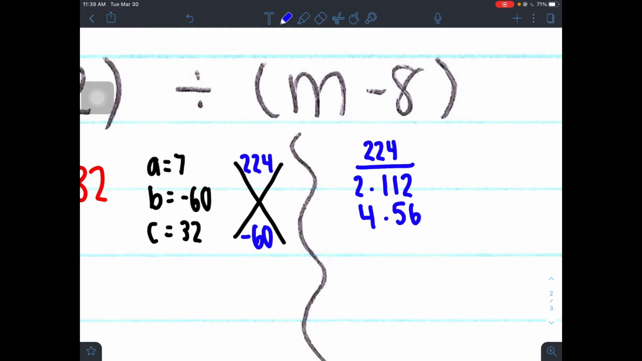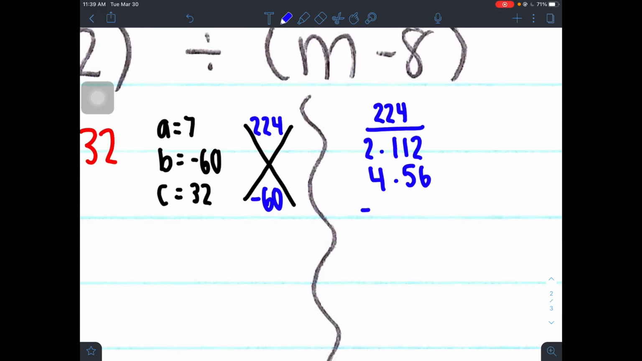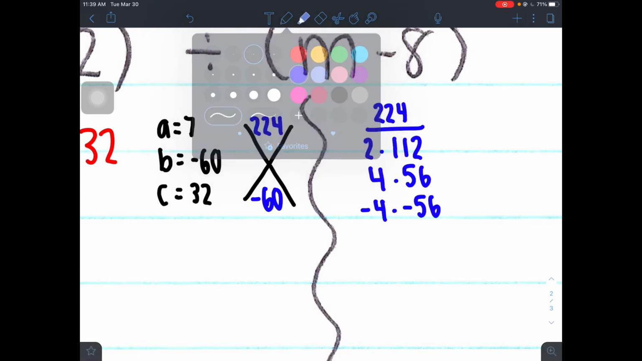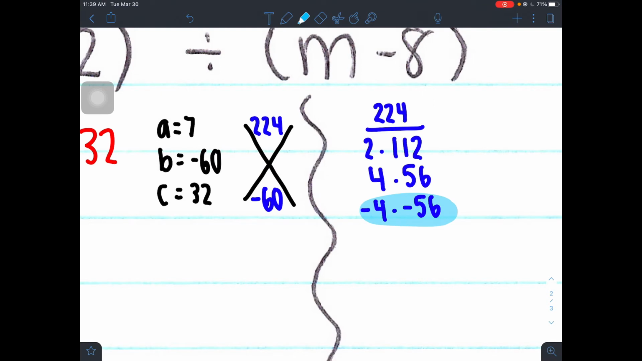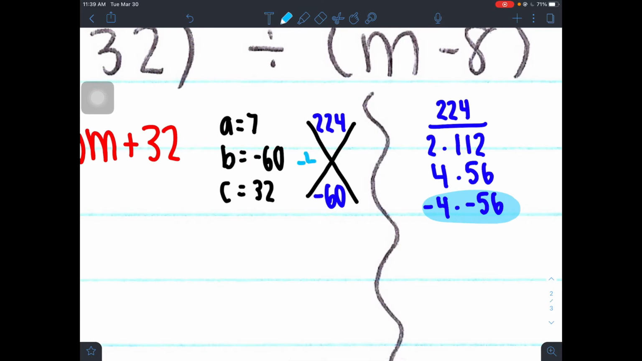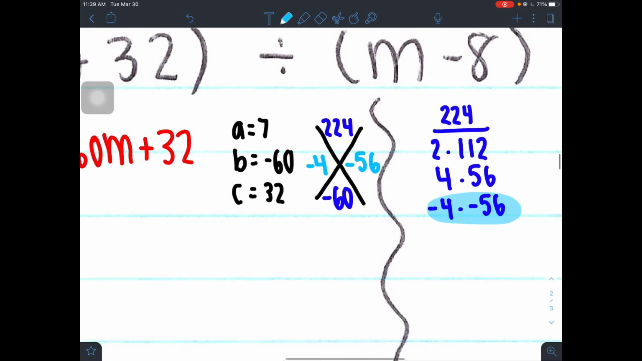Well, if I want to use 4 and 56, I needed to multiply to 224. So if I want to make it positive 224, another option could be negative 4 times negative 56, right? Those two numbers are both negative, so when they multiply, they become positive 224, and when I add them, they become negative 60. So that's going to be the one that I want to choose here. And again, this list could go very, very long, so you just try until you can find those numbers. So negative 4 and then negative 56.